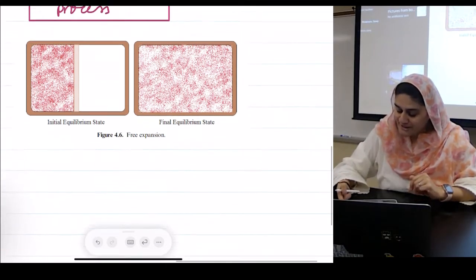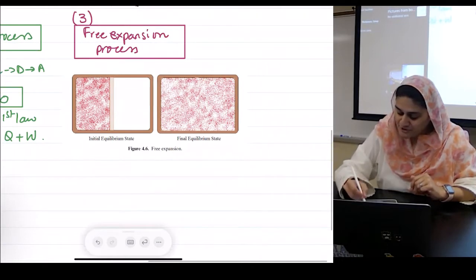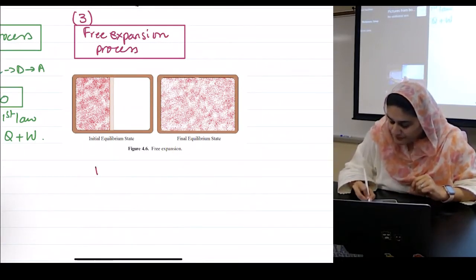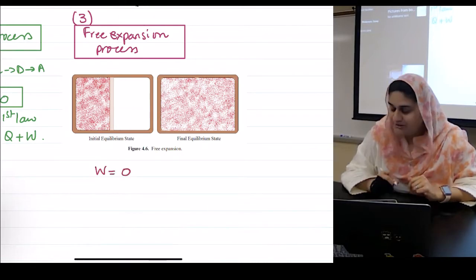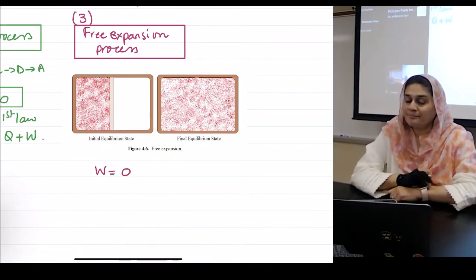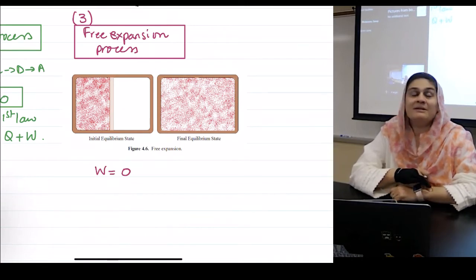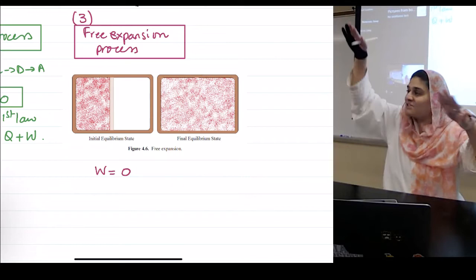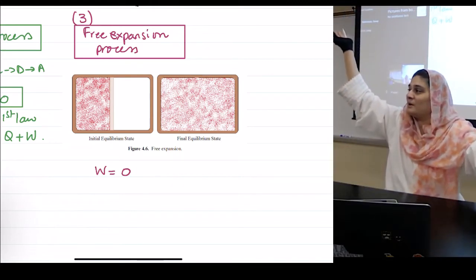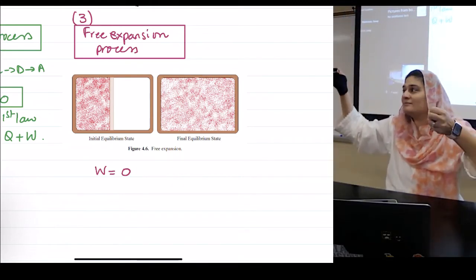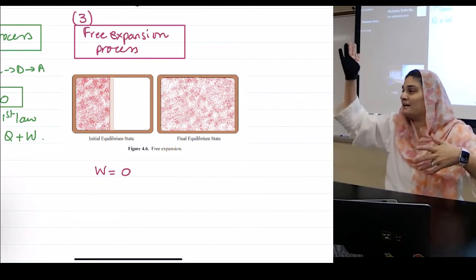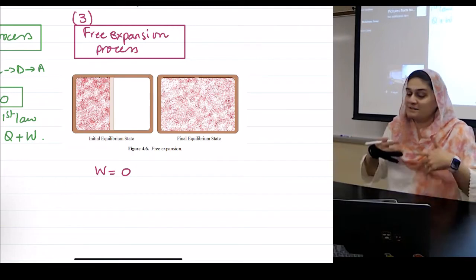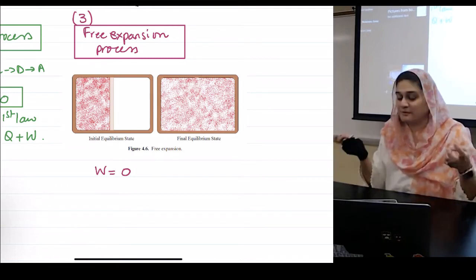A free expansion is a process by which a gas freely expands to fill any available space. Okay, in this case, for a free expansion, work equals 0. Why? Because we didn't lift any weights. Do you remember our conversation about the piston? When the piston just expands freely, does it do any work? Any useful work? It's like an elevator going up by itself. It didn't do any useful work. So a free expansion of gas involves no useful work.